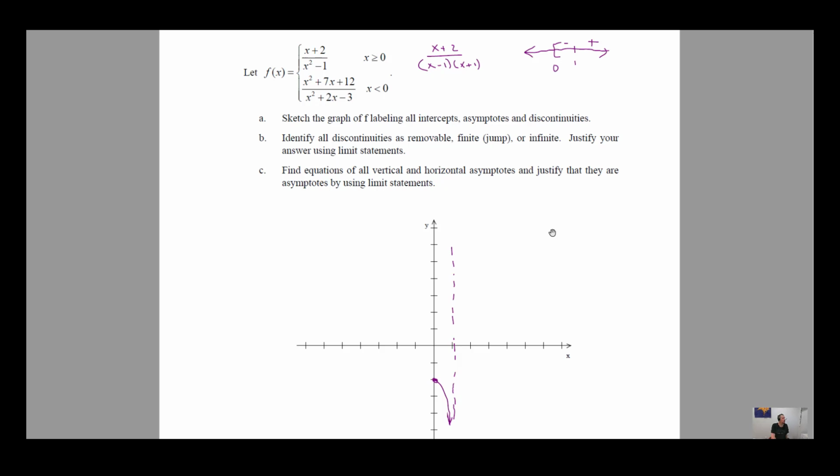I can also see there's a horizontal asymptote, right? Horizontal asymptote at 0. So that means on this side, it must be doing something like this. Now, for the rest of the function, for the x is less than 0, on the negative side, I can see the top is x plus 3 and x plus 4. And on the denominator, I have x plus 3 and x minus 1.